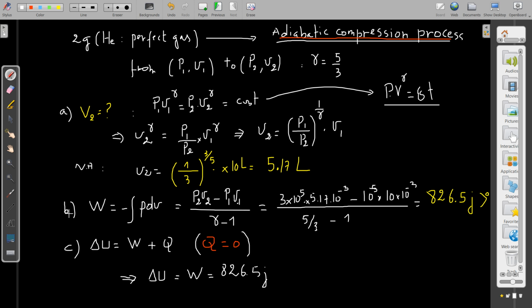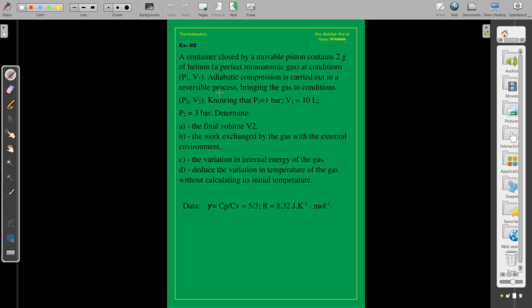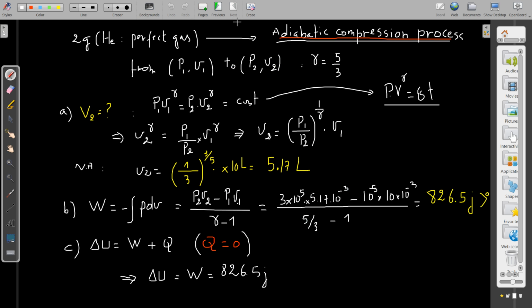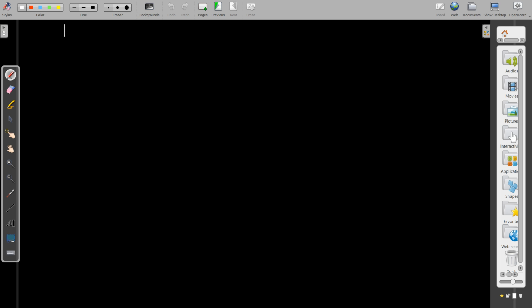Now, D: the variation in the temperature of the gas without calculating its initial temperature, because we don't know T1, the first temperature. How to find the solution of this?